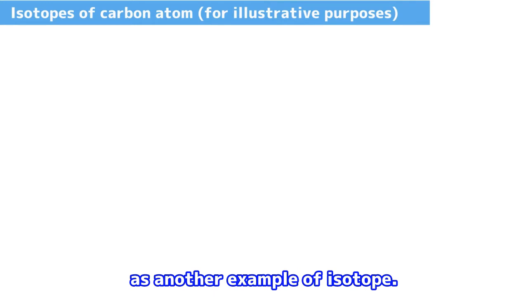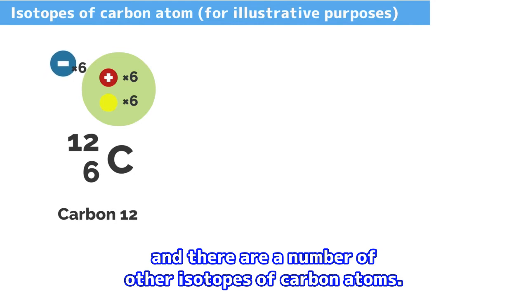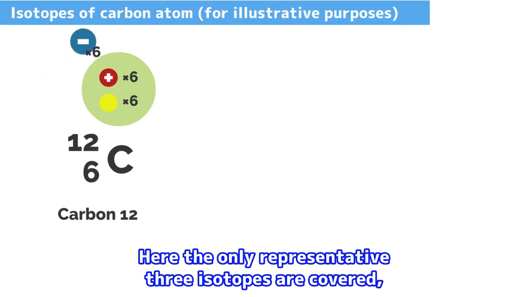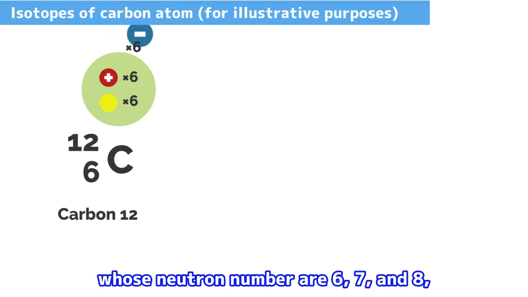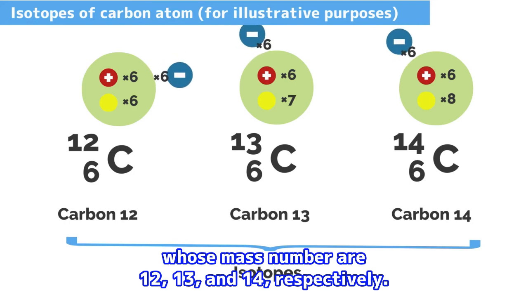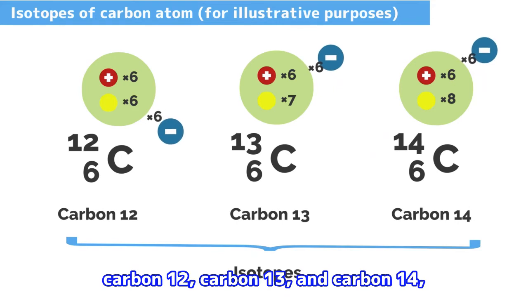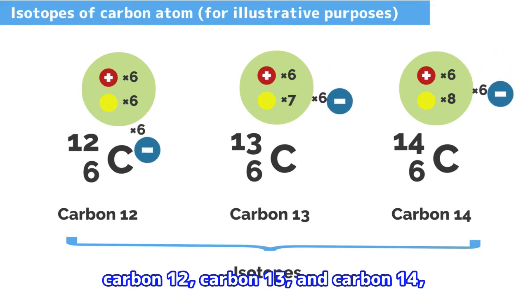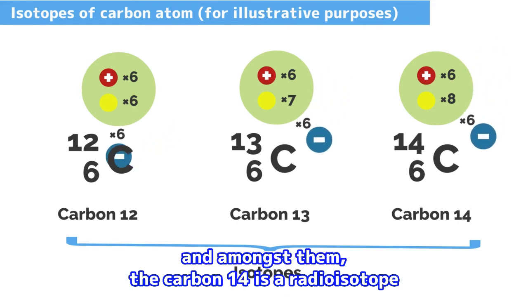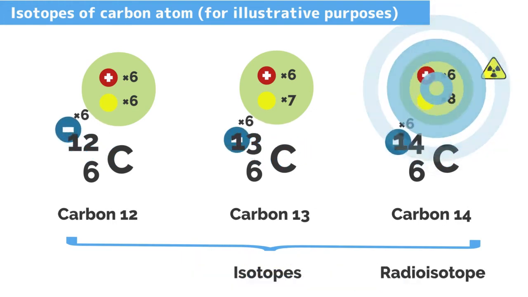And I can take carbon atom as another example of isotope. The proton number of carbon atom is 6, and there are a number of other isotopes of carbon atoms. Here the only representative 3 isotopes are covered, whose neutron number are 6, 7, and 8, in other words, whose mass number are 12, 13, and 14, respectively. These are called carbon-12, carbon-13, and carbon-14, and amongst them, the carbon-14 is a radioisotope which has radioactivity.